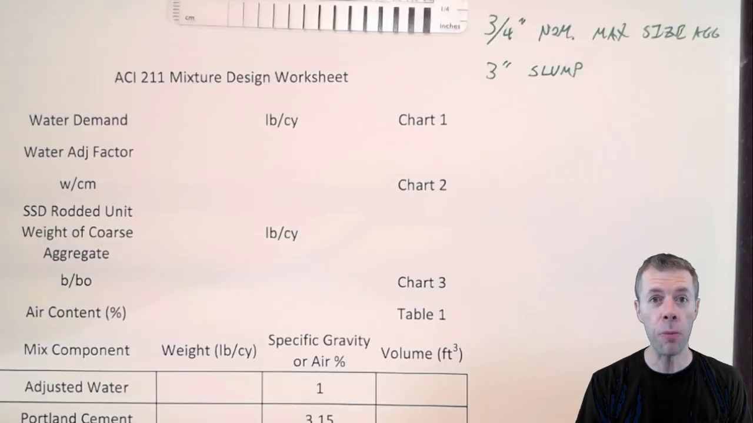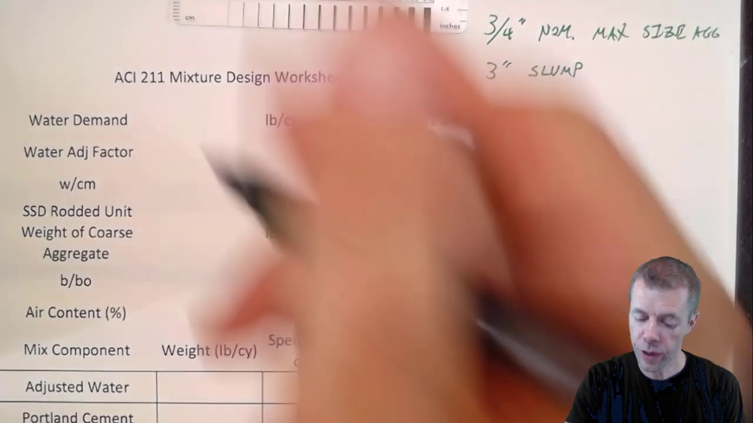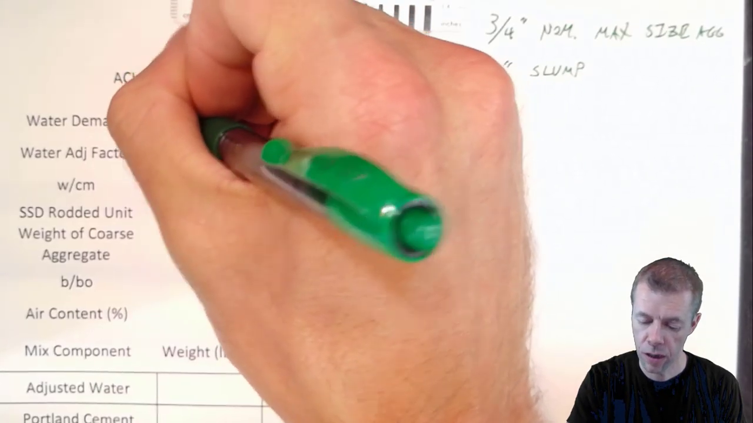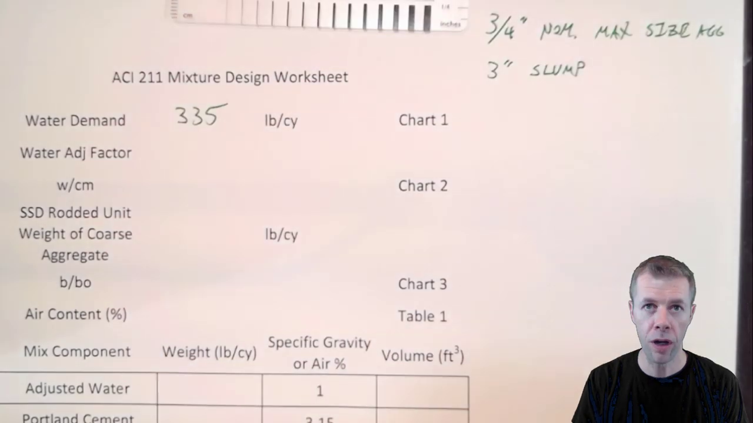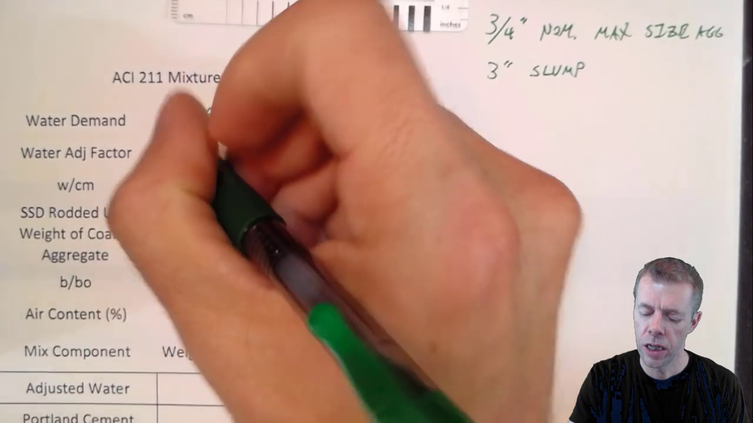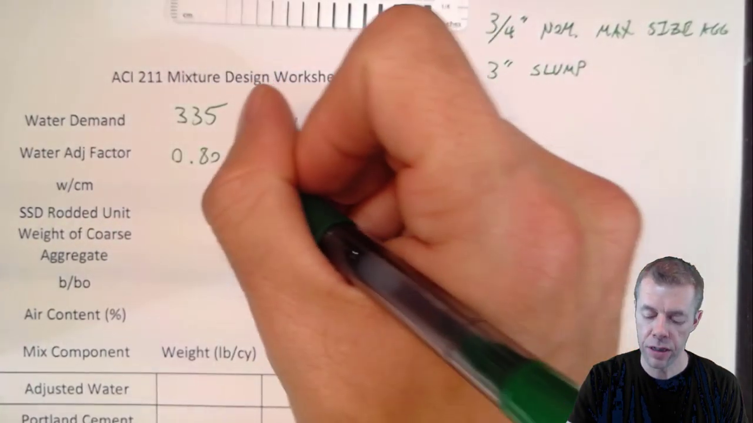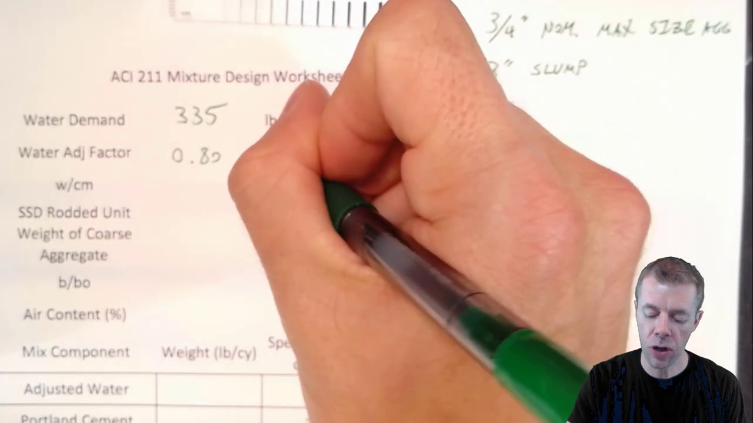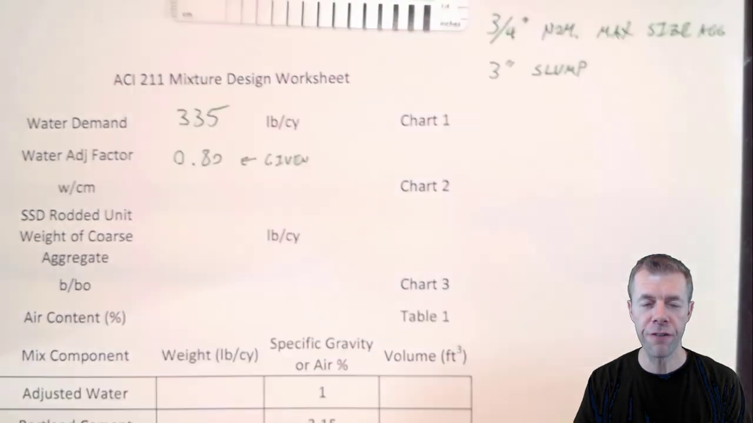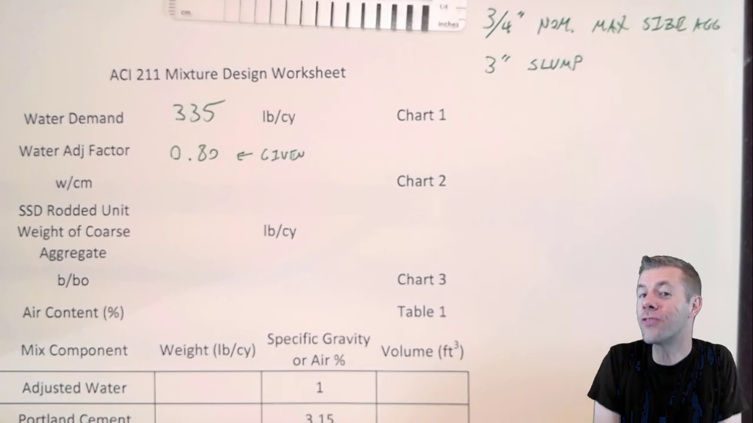Okay, now we're back to this chart. We get to write numbers in. It's going to be amazing. We're going to write 335 pounds here. That's what we got from chart number one. And then our water adjustment factor, it was 0.80. Now, this was a given but this is based on experience. You're going to need to figure this out for your materials, and they're going to be different as your materials change. Watch a previous video to learn more.